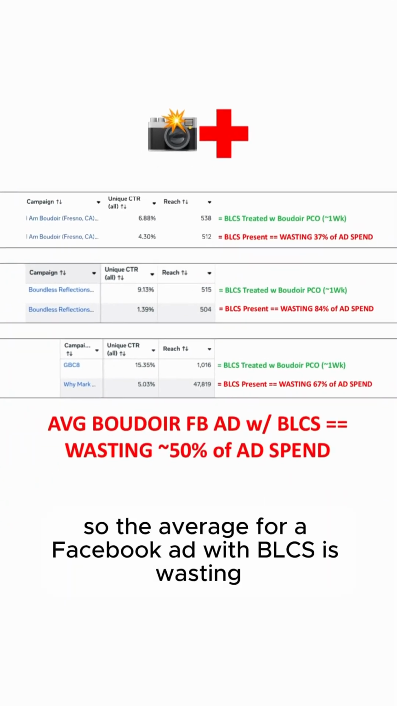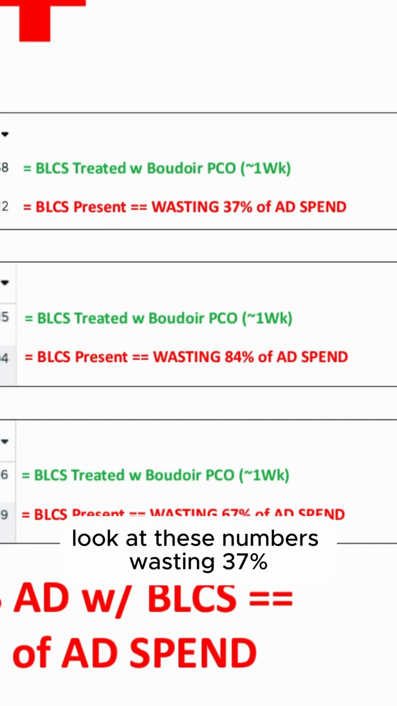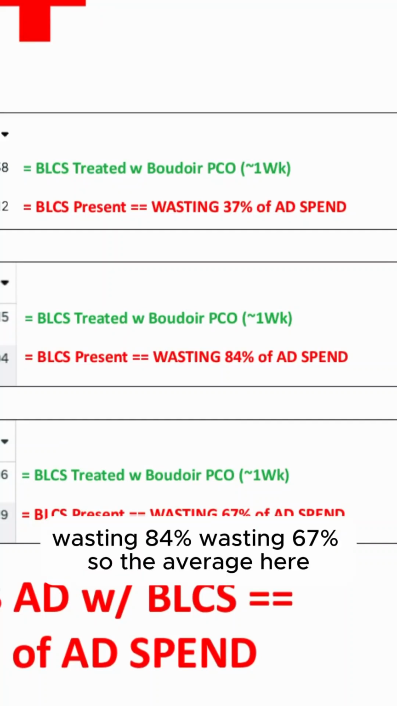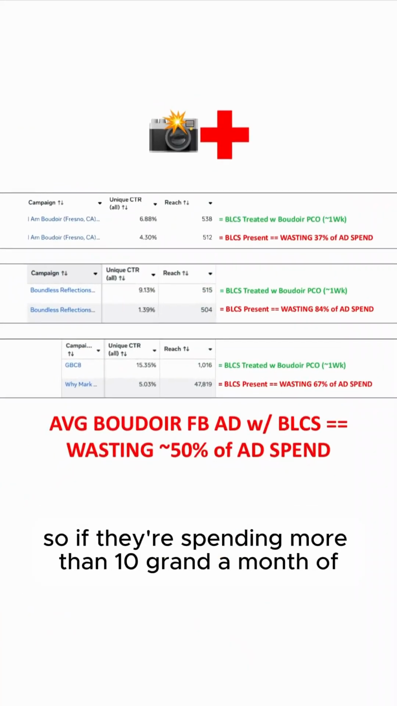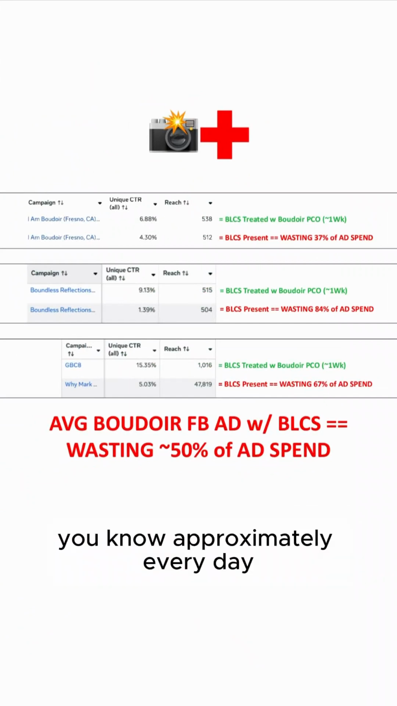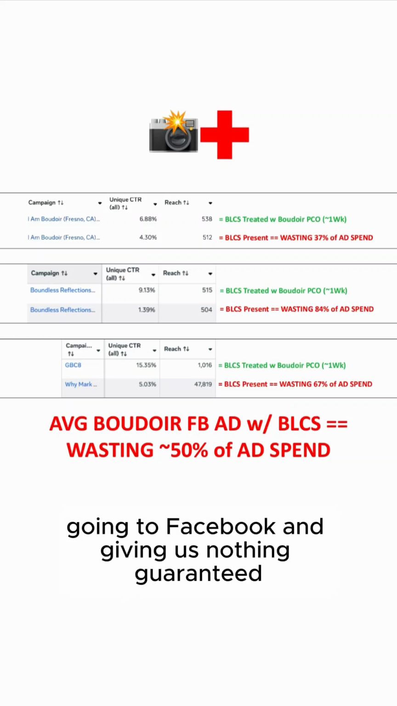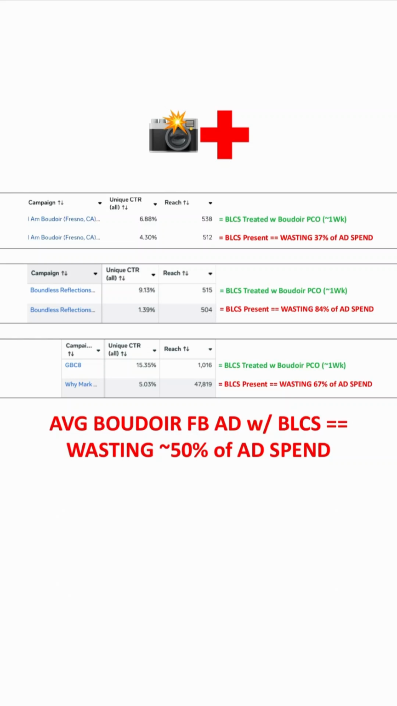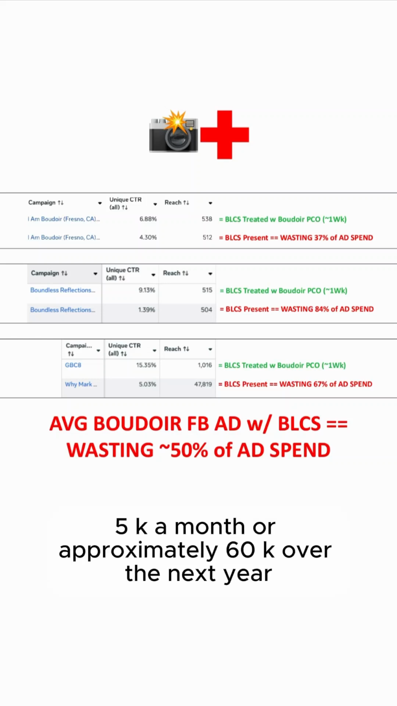So the average Boudoir Facebook ad with BLCS is wasting about 50% of ad spend. I mean, look at these numbers: wasting 37%, wasting 84%, wasting 67%. So the average here, whatever these numbers are, is somewhere between 50 to 60%. So if they're spending more than 10 grand a month with Facebook ads, 5K is being wasted, approximately every day, every month, every year, going to Facebook, literally giving us nothing, guaranteed. So we can probably save 5K a month or approximately 60K over the next year.